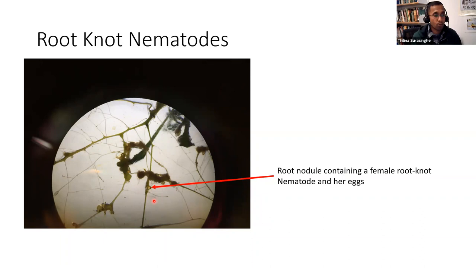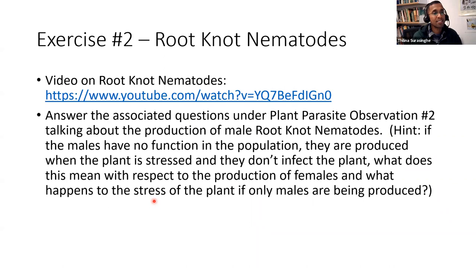It's really cool, right? Also, most often you are going to see a female because male production is limited to the times when the plant is under stress. So it's kind of cool to think about it. Males do not have much functional role in the population and they are only produced when the plant is stressed. Think about it, when the plant is stressed, the plant cannot afford to have a parasite, right? The plant will die if they do. So that's why they produce males, just to continue their population, right?